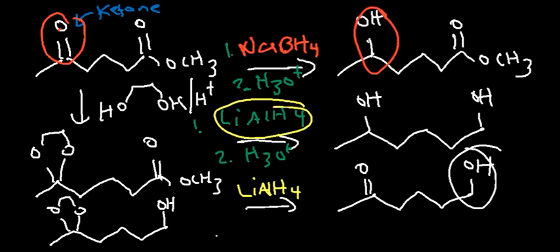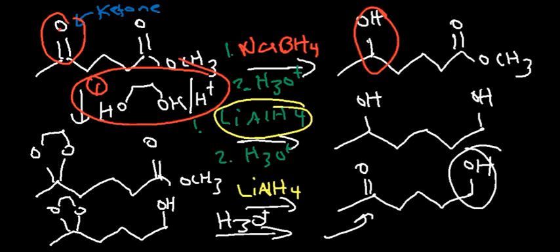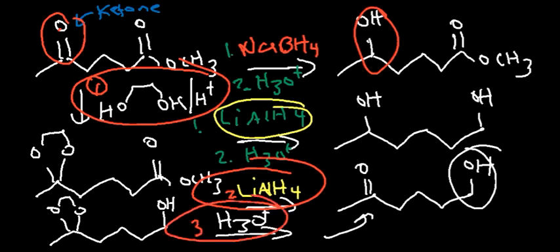So our next step is to add H3O+ to remove the protecting group. And now we will get this product. So step 1 was ethylene glycol, to add the protecting group. Step 2, lithium aluminum hydride to reduce the ester to an alcohol. Step 3, H3O plus to remove the protecting group and regenerate the ketone.